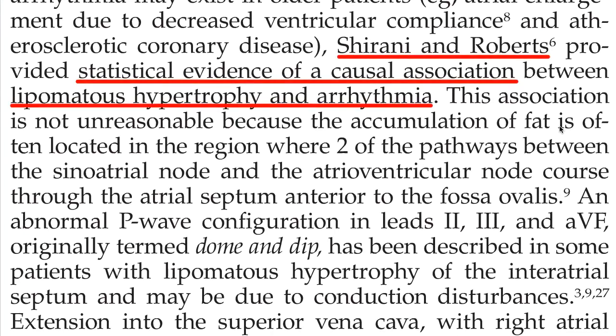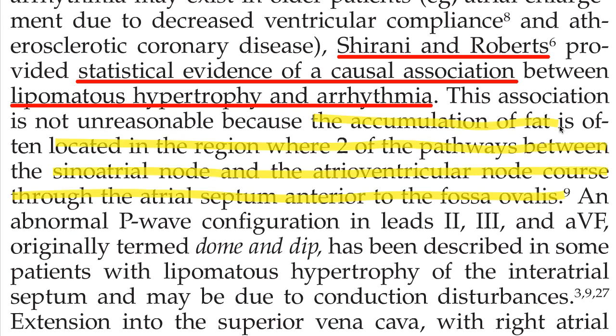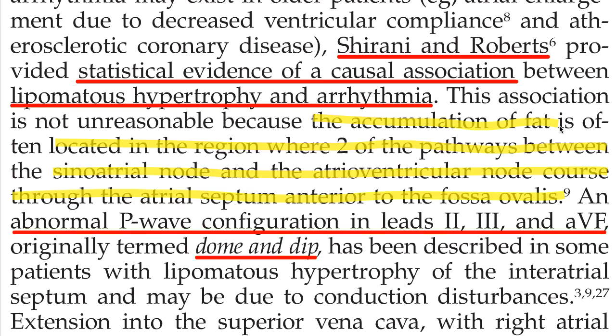This group provided statistical evidence of a causal association between lipomatous hypertrophy and arrhythmias. They described this location where two of the pathways between the SA node and the AV node course through the interatrial septum, anterior to the fossa ovalis, with this abnormal P wave configuration termed dome and dip. Has anybody here ever seen that? Ron or Isham, you guys ever seen that, this dome and dip thing?